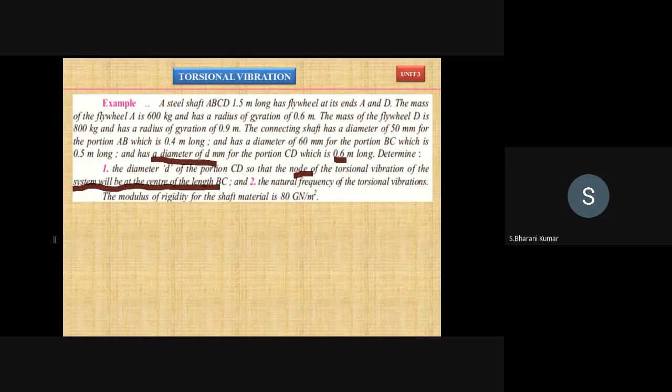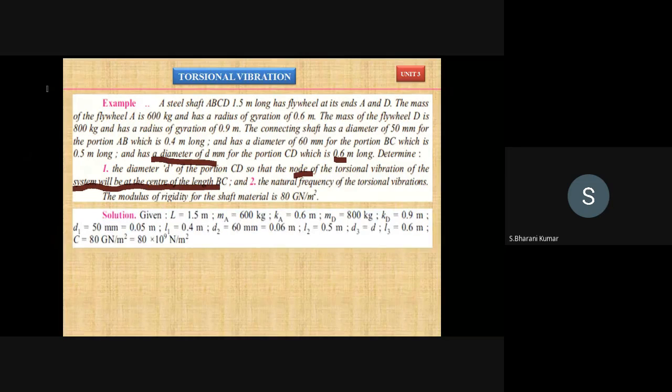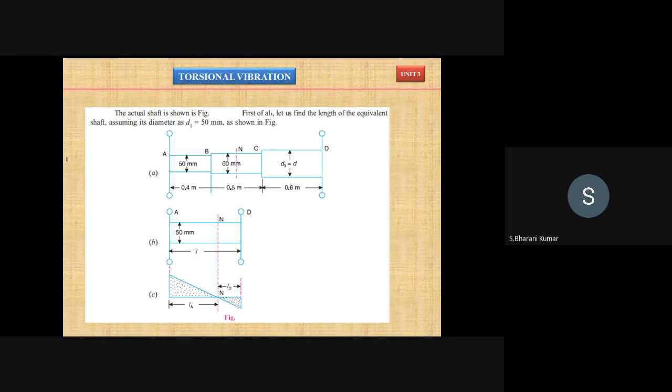For this problem the diagram is not given, so you want to draw the diagram based on the given data. These are the given data. Length 1.5 meter, total length, and then it splits into 3 parts: L1 equal to 0.4, L2 equal to 0.5, L3 equal to 0.6. The mass of A and mass of D, radius of gyration of A and radius of gyration of D will be given. C, the modulus of rigidity, is given as 80 into 10 power 9.